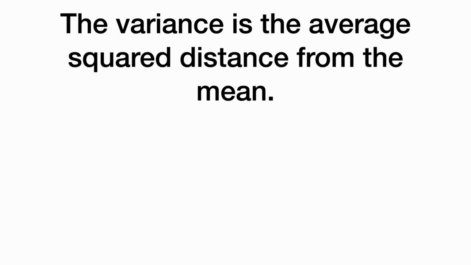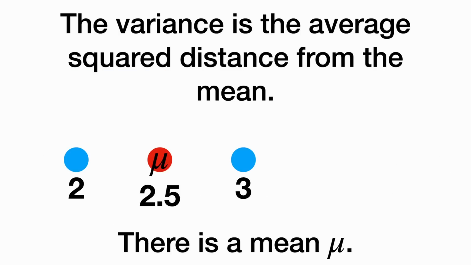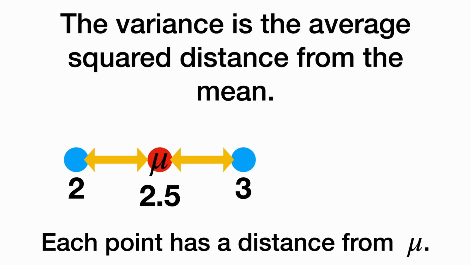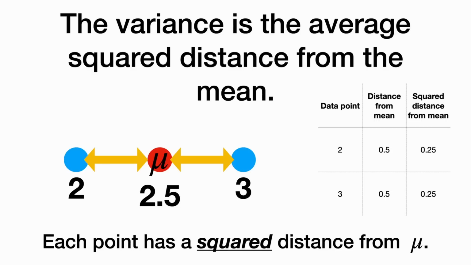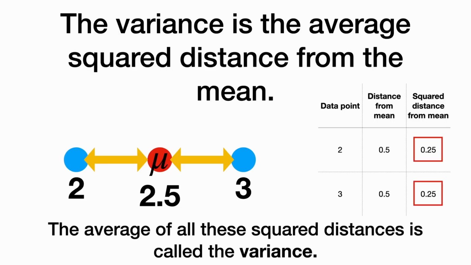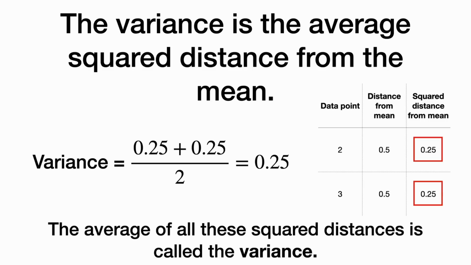Let's talk about it. The variance is the average squared distance from the mean. So here we have two data points. There's a mean, mu, 2.5. Each point has a distance from mu. Each point is 0.5 away from mu. So the squared distance, 0.5 squared, is 0.25. The average of all these squared distances is called the variance. So the variance here is 0.25.